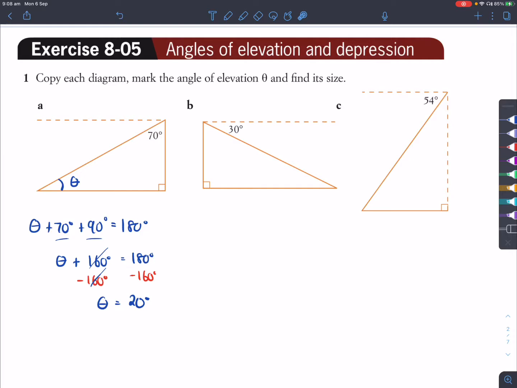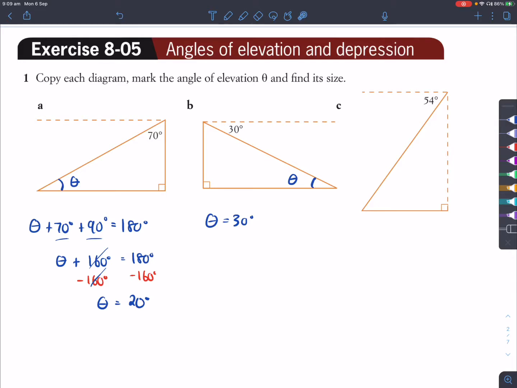Okay, now let's have a look at question B. If I was to choose which angle here is our angle of elevation, where we're looking upwards along the hypotenuse, it will be this angle here. So that's theta. To find that, given that this is 30 degrees, remember this is your angle of depression. This angle of depression is equal to your angle of elevation. So these two are exactly the same, and we say theta equals 30 degrees.